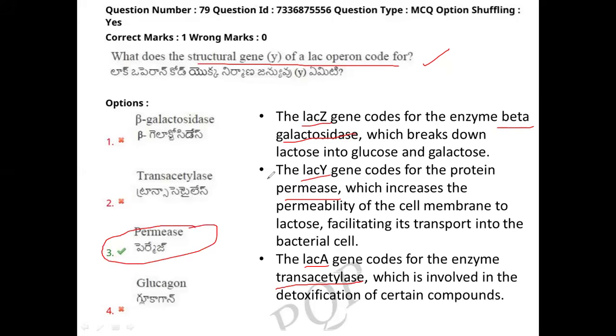Now the explanation. So Z, beta galactosidase: its function is to help convert lactose into glucose and galactose. Next is lac Y or permease. The name itself says it is responsible for increasing the permeability of the cell membrane to lactose. So it helps increase lactose permeability. Next is transacetylase, involved in detoxification of certain compounds. So it helps detoxify some compounds. Done. So these are the three structural genes, Z, Y, and A. Remember the names, remember the functions as well.